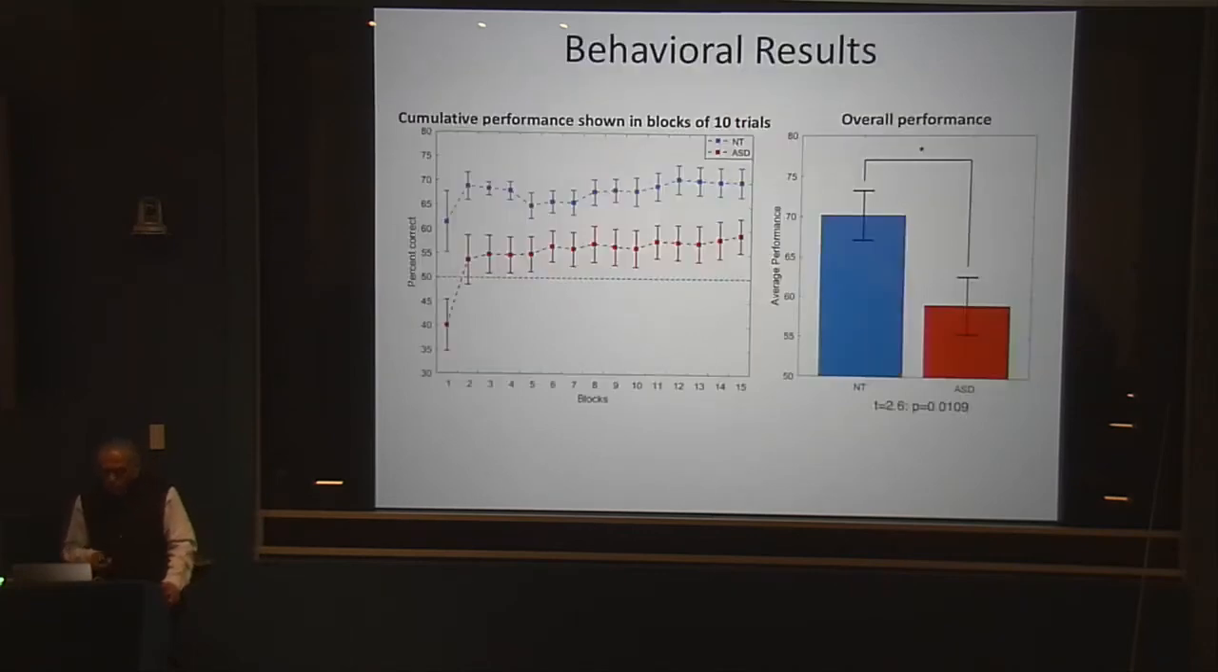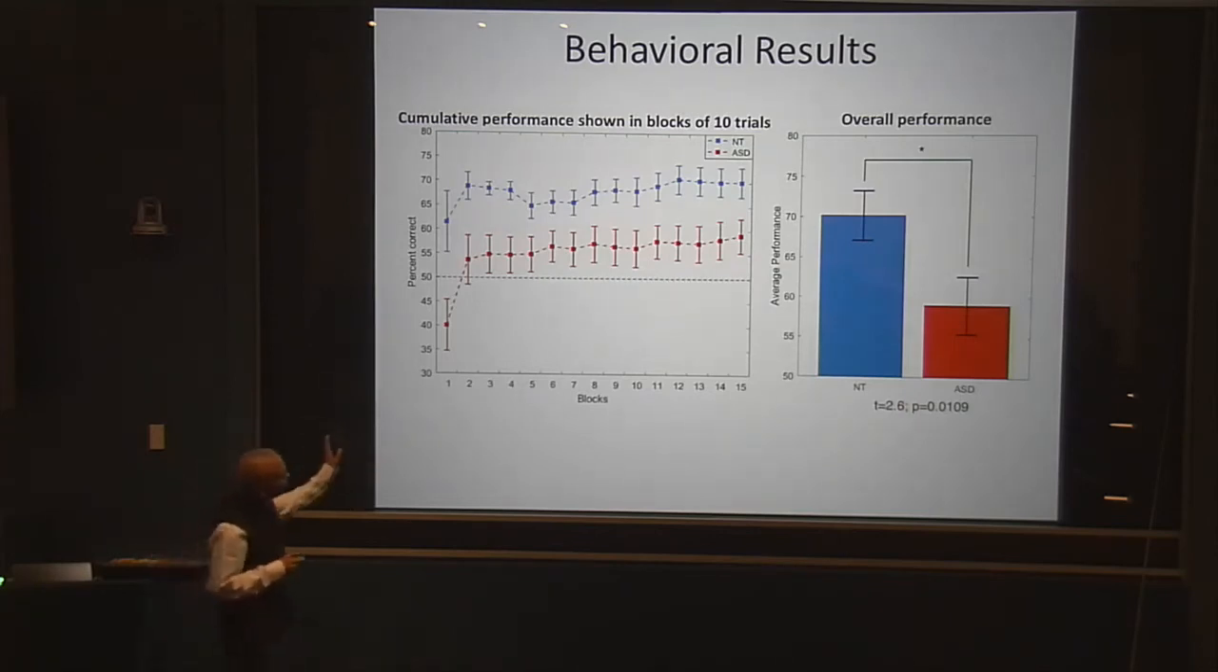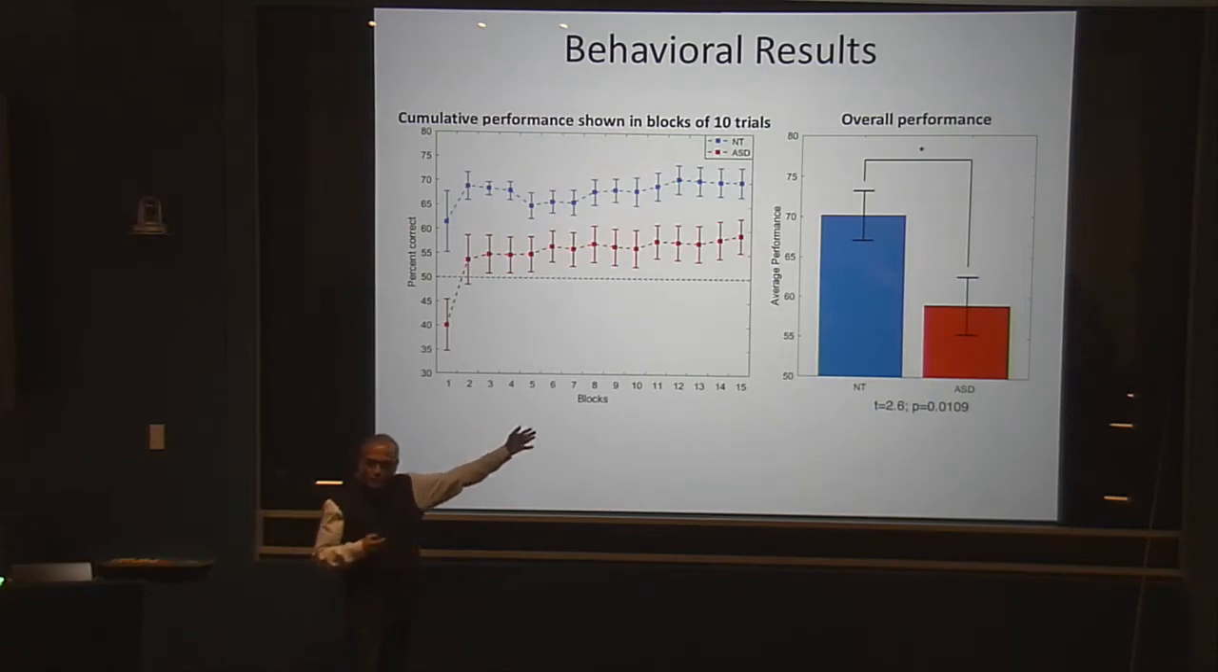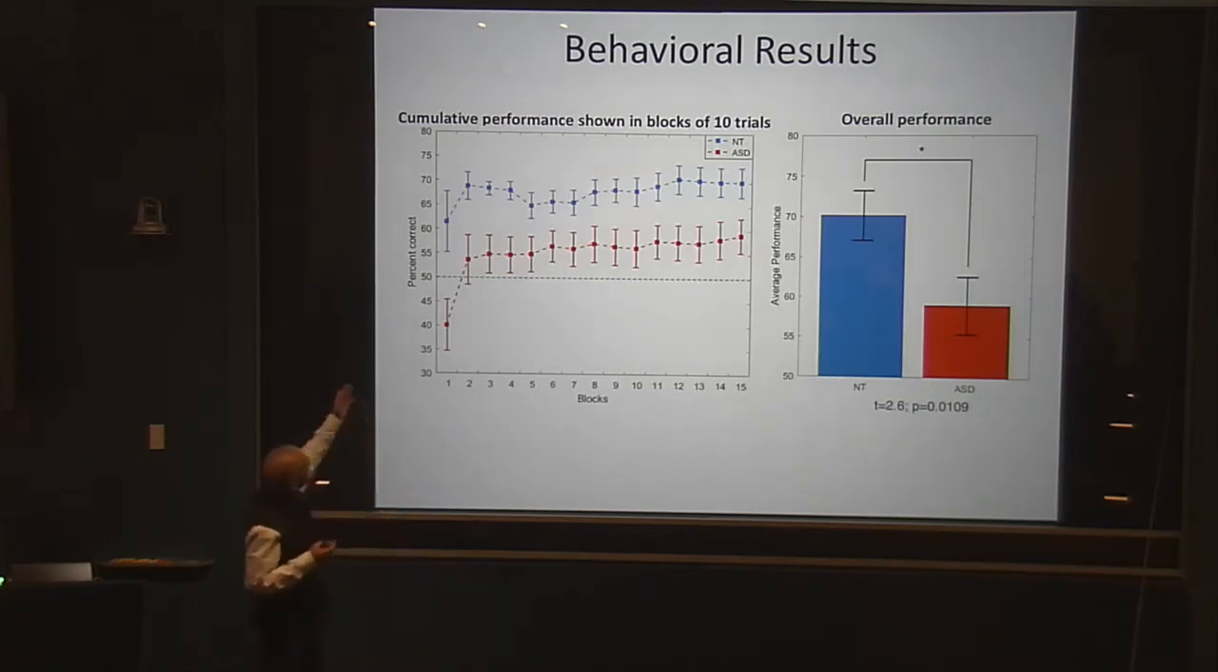So the behavioral results that we have so far seem to be pointing in interesting directions. What you're seeing here are blocks of experimentation. So think of this as a proxy of time. And on the y-axis, you're looking at the percent correct performance. So neurotypicals asymptote at about 70% correct performance. ASD individuals, however, asymptote at around 55 or 56%. And that's shown in the bar plot on the right.